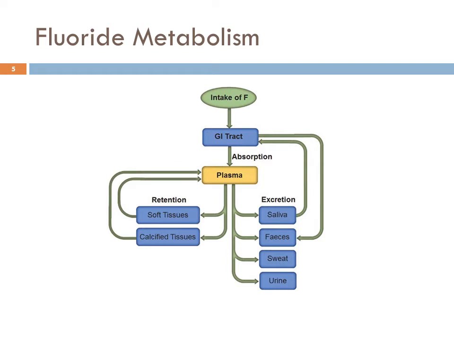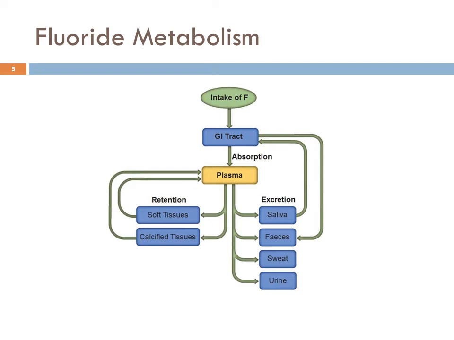So after intake of fluoride, as we mentioned, it will be either absorbed in the GIT and go to the plasma level, which increases the plasma level of the fluoride in the circulation, or it could be absorbed via the lung and go to the circulation as well. So the absorption will lead to an increase in the plasma level. After that, the fluoride could be retained inside our bodies, for example, in soft tissues or in calcified tissue like teeth and bone.